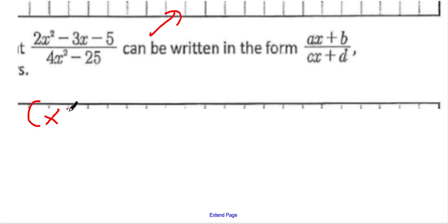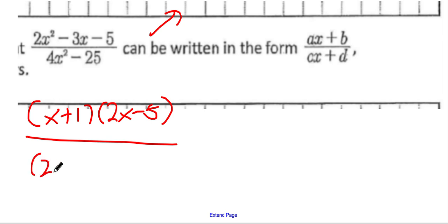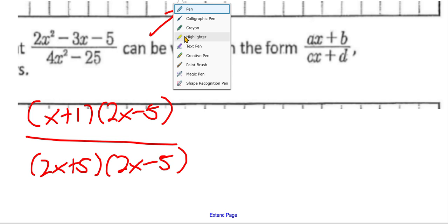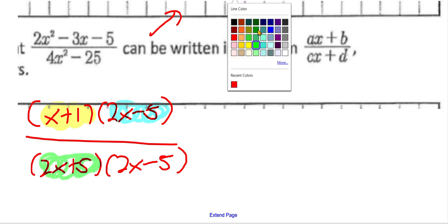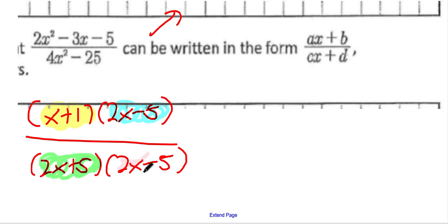Was it x plus 1 and 2x minus 5? Okay, on the bottom, 2x plus 5 and... Okay. So, would you agree that there's two numbers on the top that are being multiplied by each other? We're essentially multiplying the yellow number by the blue number. And on the bottom, we're multiplying the green number by this pink number here. Everybody see what we're doing?